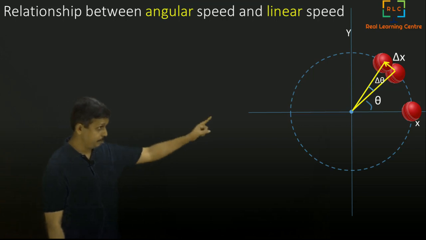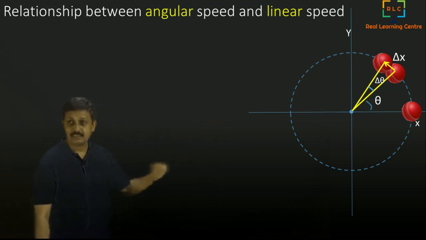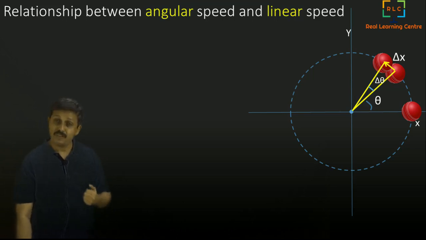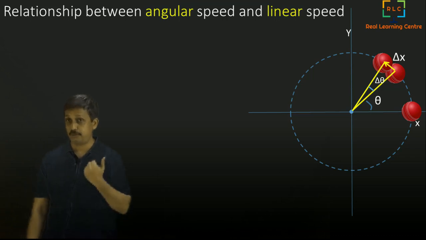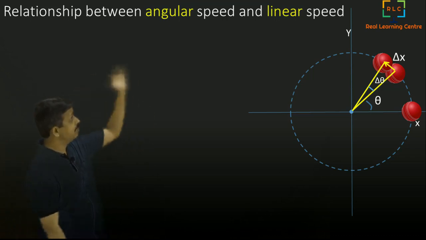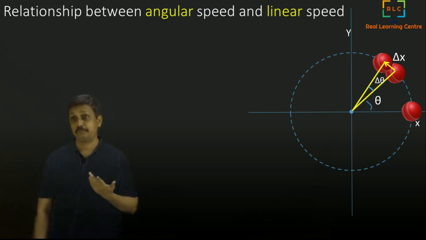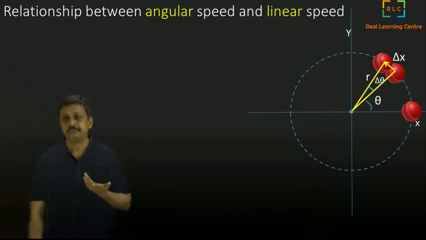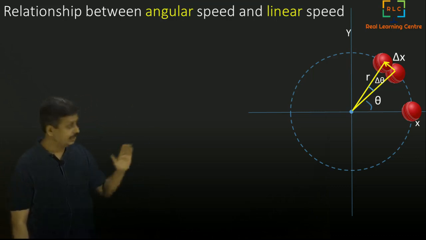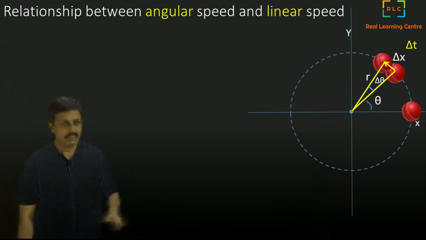So this is linear displacement. One of them is a line, you can see. The other one is an angle, delta theta, an angular displacement. First we are going to find a relationship between linear displacement and angular displacement. Then we can find a relationship between linear speed and angular speed. Let's say this happens in a small time delta t, and the radius is r.